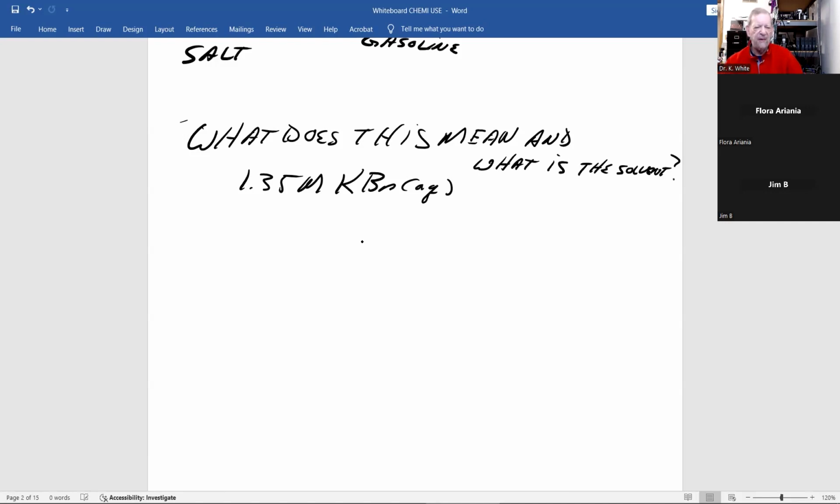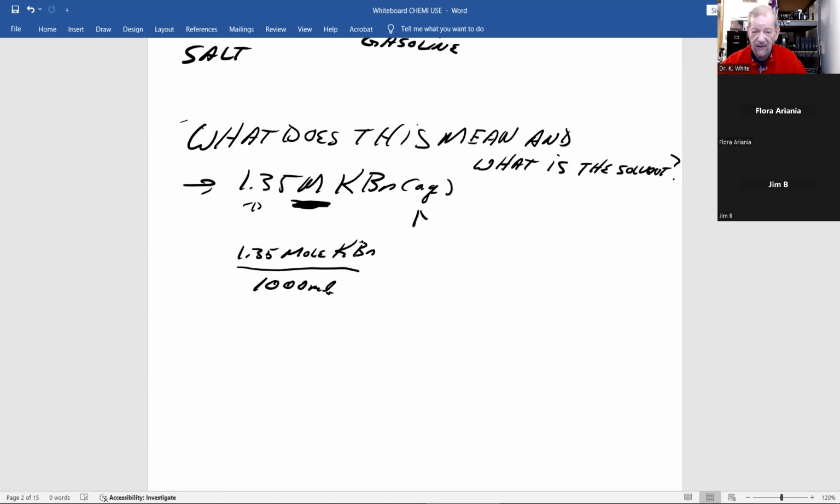Example: so what does this mean? And what is the solvent? Well, as soon as you see capital M, that's molarity. And the number in front tells you it's 1.35 moles of KBr, potassium bromide, per 1,000 milliliters of solution. Now, what is the solvent?